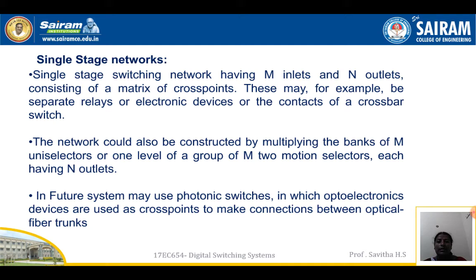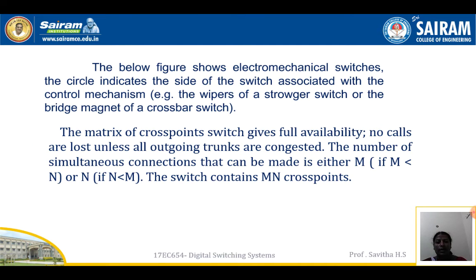Single stage networks. A single stage switching network having m inlets and n outlets consists of a matrix of cross points. These may, for example, be separate relays or electronic devices or the contacts of a crossbar switch. The network could also be constructed by multiplying the banks of m uniselectors or one level of a group of m two motion selectors, each having n outlets. In future, systems may use photonic switches in which optoelectronic devices are used as crosspoints to make connections between optical fiber trunks. The figure shows electromechanical switches.